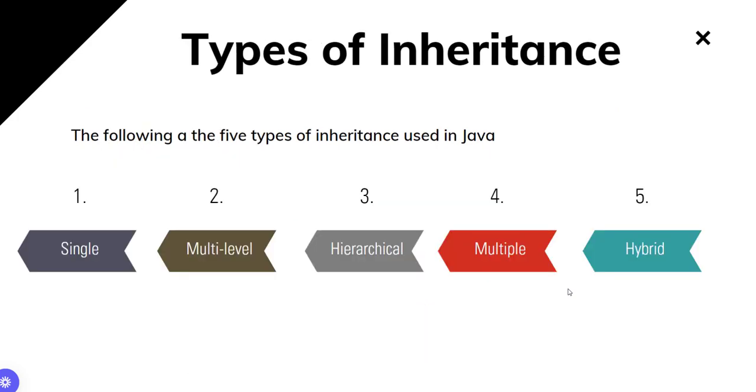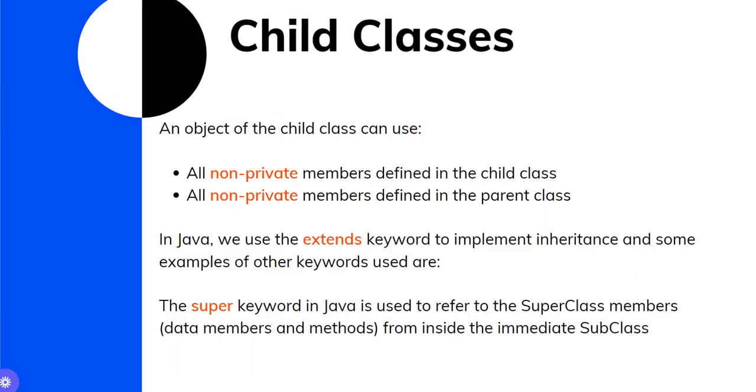There are 5 different types of inheritance. However, we'll just be looking at a few of these. There is the single, multi-level, hierarchical, multiple, and hybrid type of inheritance. An object of the child class can use all the members defined in the child class in addition to all the non-private members defined in the parent class.